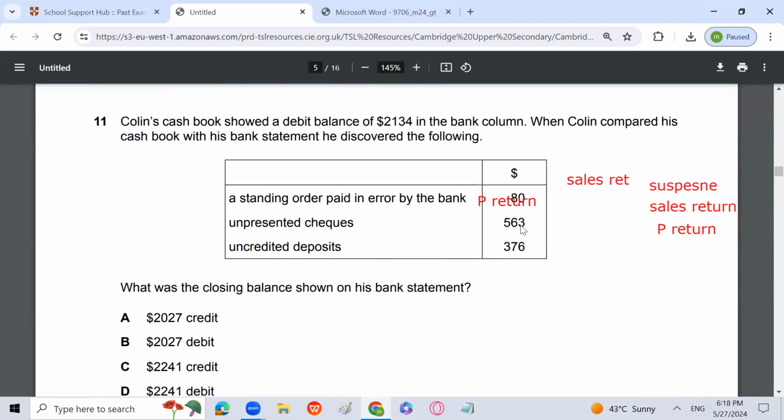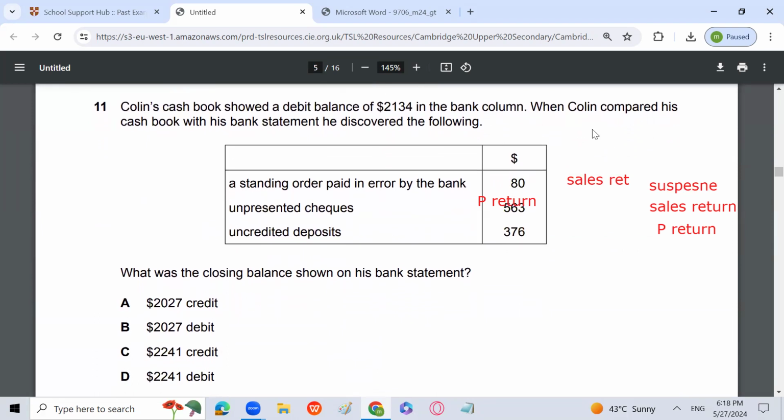Next, Colin's cash book showed a debit balance of 2134 in the bank column. When Colin compared his cash book with his bank statement, he discovered the following: standing order paid in error by the bank, unpresented checks, uncredited checks. What was the closing balance shown on his bank statement? So the cash book showed a debit balance of 2134. When there is a debit balance, unpresented checks will be added and uncredited checks will be subtracted. So in 2134, we will add 563 and we will subtract 376.